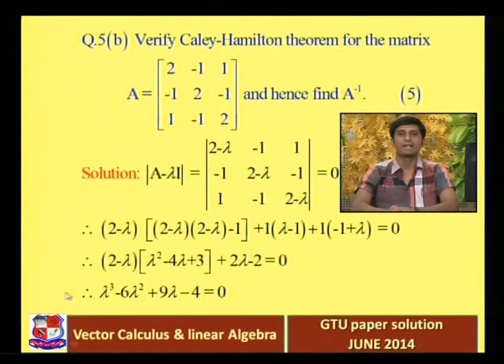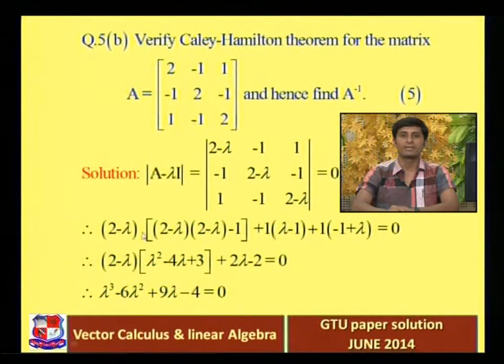So first of all we find the characteristic equation. This is determinant of A minus lambda I. That means in the main diagonal entries we just add minus lambda, other entries are the same. You can see 2 minus lambda, 2 minus lambda, 2 minus lambda, other entries are the same, and the determinant of this 3 by 3 is equal to 0.